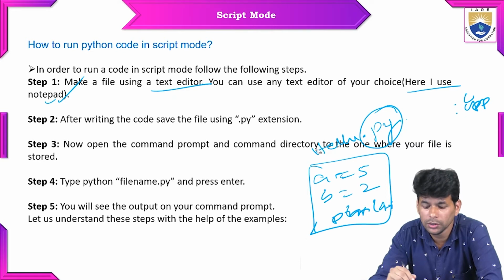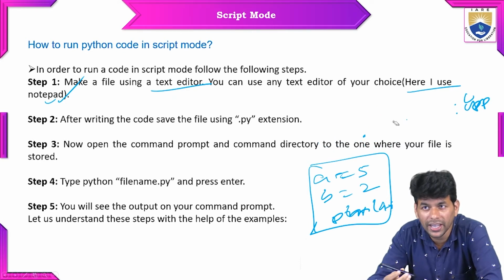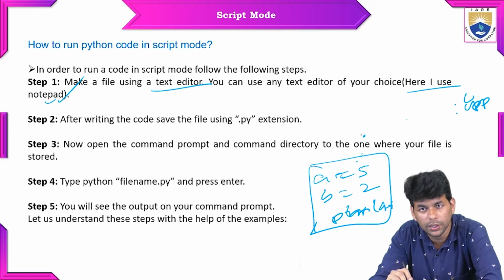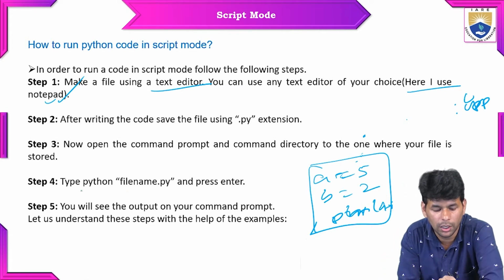Next, we have to open the command prompt in the directory where your file is stored. When we store this program, it is stored somewhere, and the exact location has to be noted by you. When working with the command prompt, you have to go to that particular location only. Otherwise, the program will not be executed. Then we have to type the Python file name.py. The file name is hello.py.